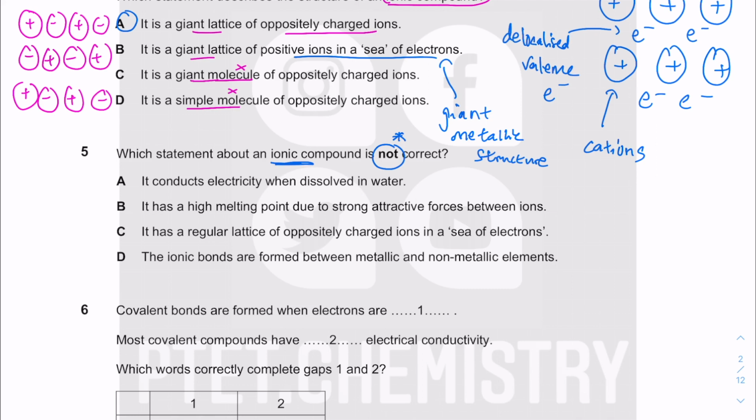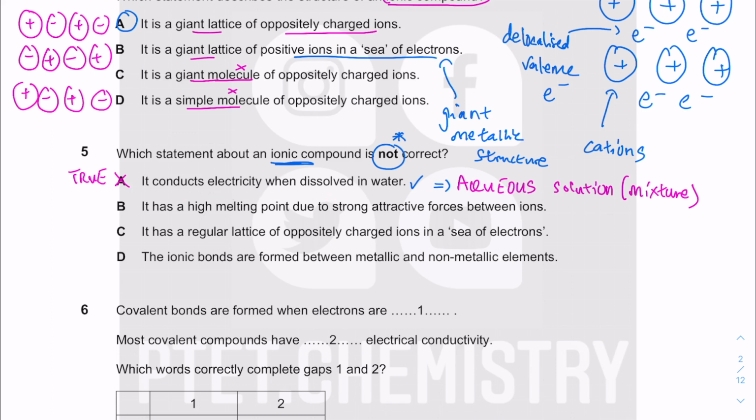So, it conducts electricity when dissolved in water. That is true because you are going to get an aqueous solution. When you dissolve an ionic compound in water, you get an aqueous solution. It will become a mixture. You are not molten. Molten is liquid. This is an aqueous solution, a mixture, but you have free ions. Therefore, you can conduct electricity when it's aqueous, or when it's molten, because your ions are free to move around. So this is a true statement, which means A is not the answer.